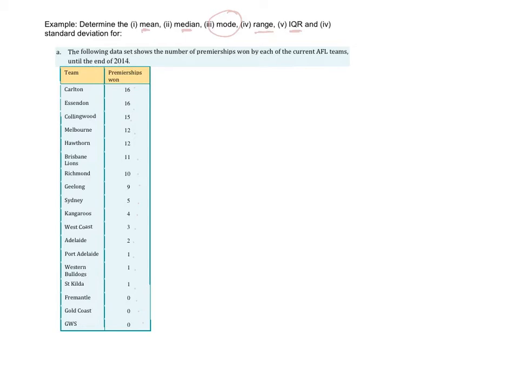So we're in lists and spreadsheets here, one variable statistics. And when you look on to the end result there, you will find that the mean is equal to 6.6.